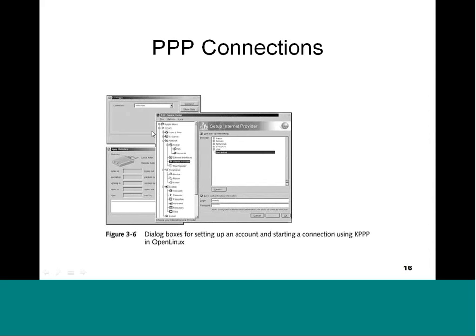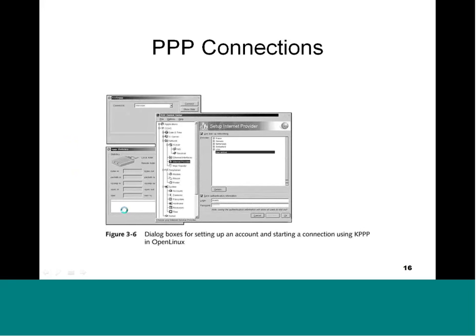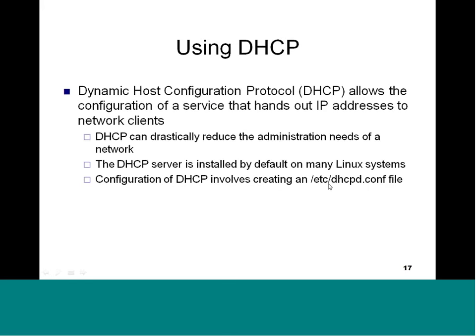So here there are more dialog boxes. This is used to set up an account and start a connection using KPPP in Open Linux. As I mentioned, there are other PPP servers, but in the Linux KDE graphical environment there is this KPPP, so it's using KPPP to set up an account and start a connection. I think you're familiar with some of the PPP and the DHCP, because if you have an iPhone or anything, you will be working on this a lot.